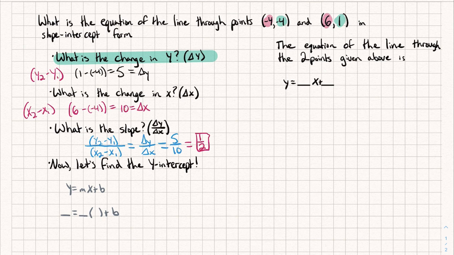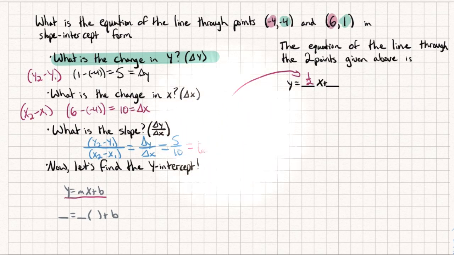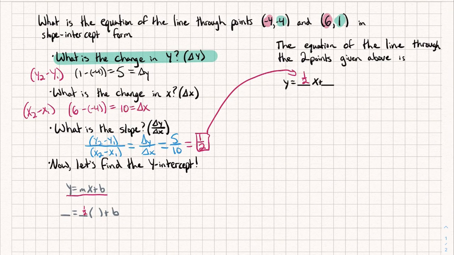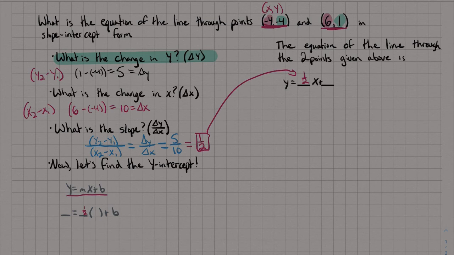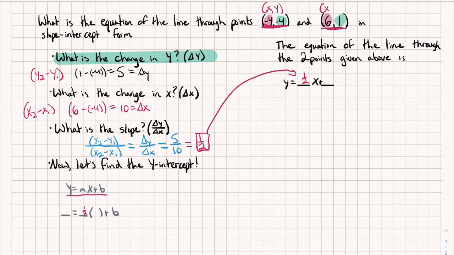So far I have the equation y equals 1/2 x plus something. Now I know that slope-intercept form is y equals m times x plus b. So what do I know? I know that my slope is 1/2, and I don't know what b is, but I've been given 2 different sets of xy coordinate pairs. If we look up top, I've got an xy coordinate pair, and if we look over here, I also have an xy coordinate pair.